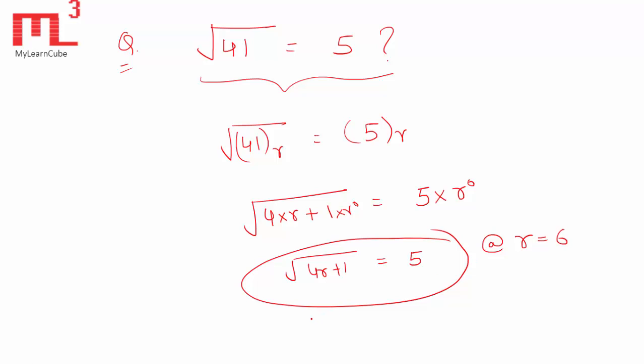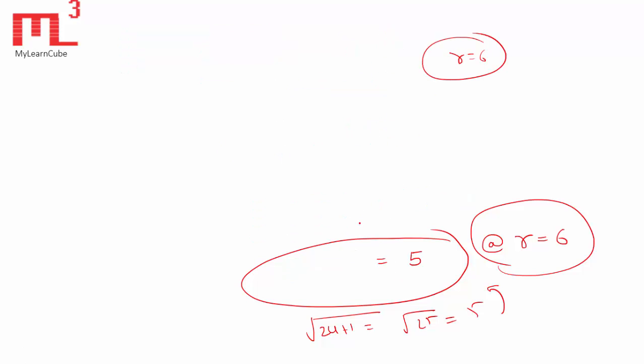That means at R is equal to 6, you can say 24 plus 1 is equal to 25, which is nothing but 6 squared minus 11. The answer is that at R is equal to 6, this equation holds. So the answer is R is equal to 6.